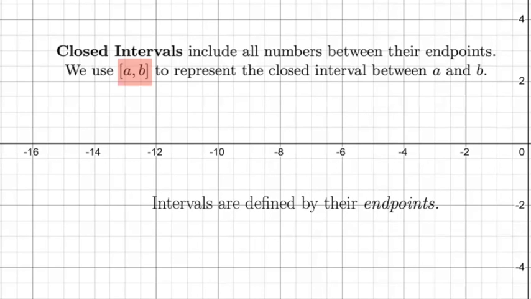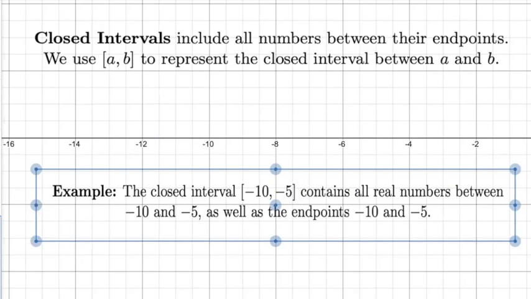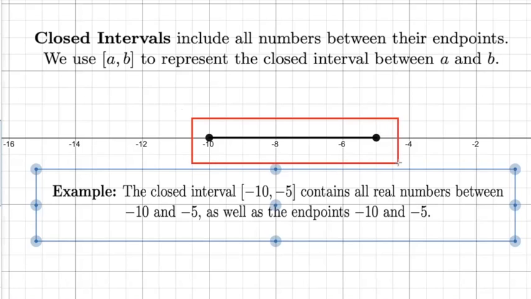What that will look like is, for instance, if I have the closed interval -10 to -5, it will look like this. It will be all of the numbers that you could possibly have between -10 and -5, and also including the endpoints -10 and -5. Now I can't list all these numbers because there are infinitely many.